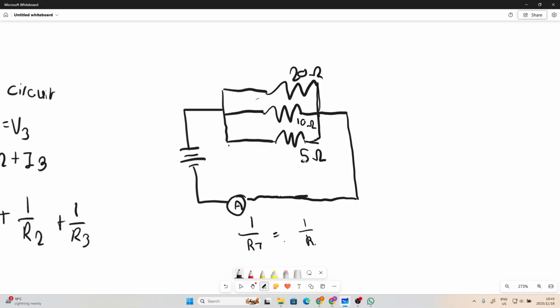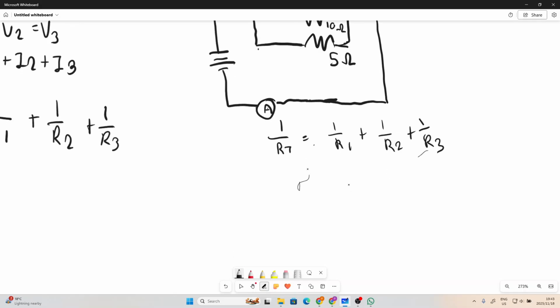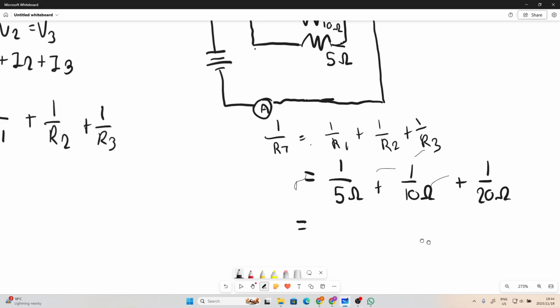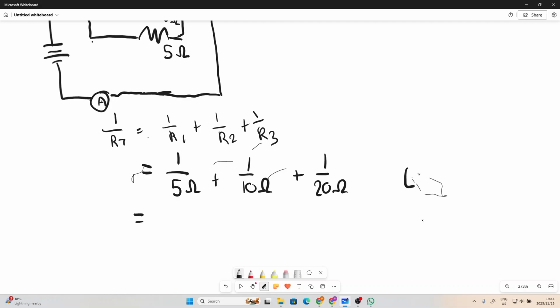So writing this formula, we have three resistors, so we're going to use it like this. 1/R total is equal to 1 over 5 ohms plus 1 over 10 ohms plus 1 over 20 ohms. And then now what we have to do here is find a common denominator. You have to bring maths back just for this. So now in this case, our LCD is 20 ohms. Hold up, let me just.